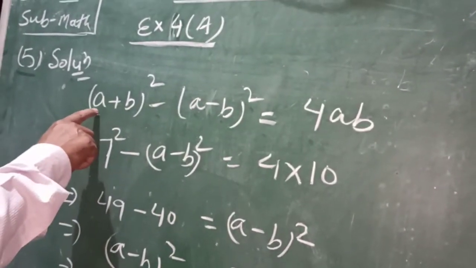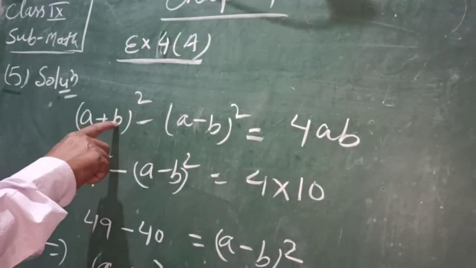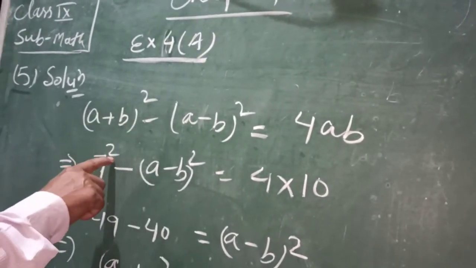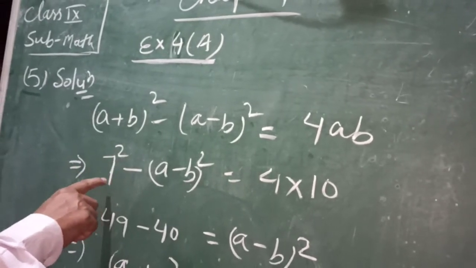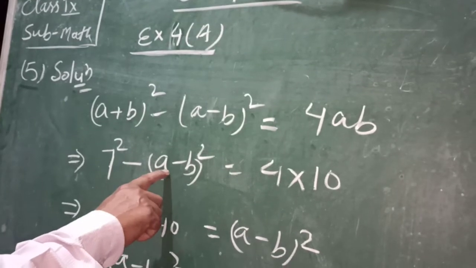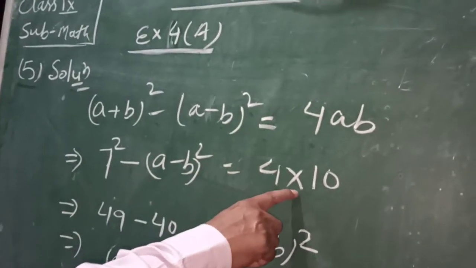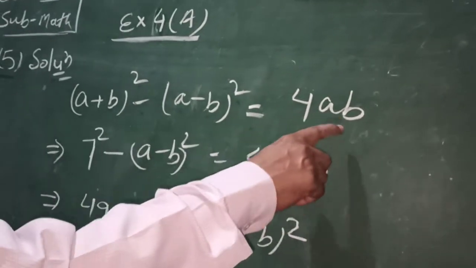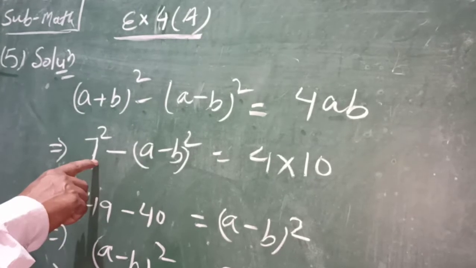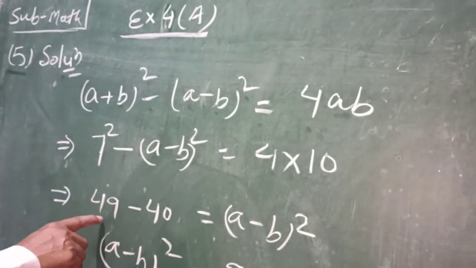The value of a plus b is 7. In place of a plus b, write 7 having square on the 7 minus a minus b whole square is equal to 4 into 10. The value of ab is 10, given in the question. 7 square means 7 into 7. You will get 49.